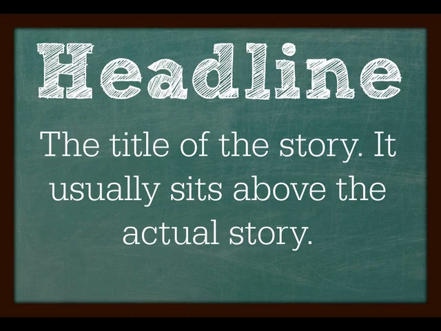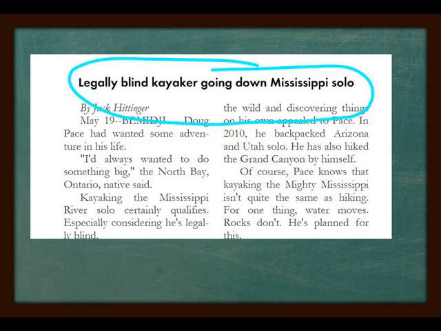Let's start with headline. You should know a headline. It's always above the story. It's the title of the story, and it always sits above the story, and it's a lot larger. For example, the Legally Blind Kayaker story, it was bolder. It was called The Legally Blind Kayaker Going Down Mississippi Solo. That's the headline. There's always one per story.